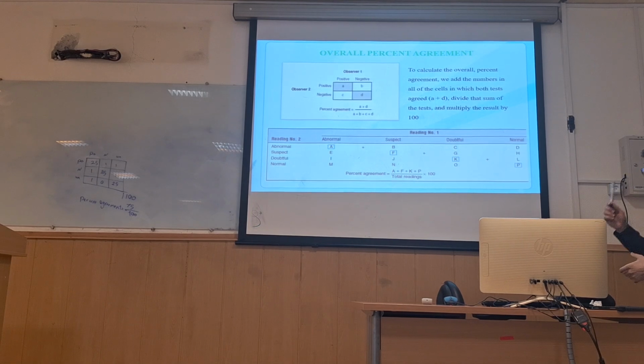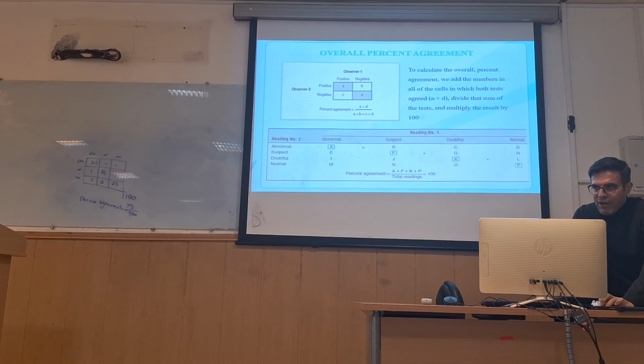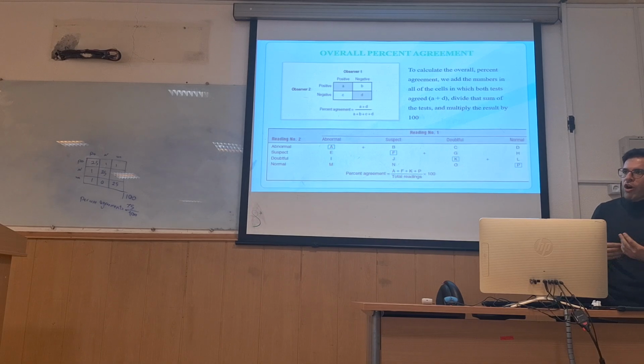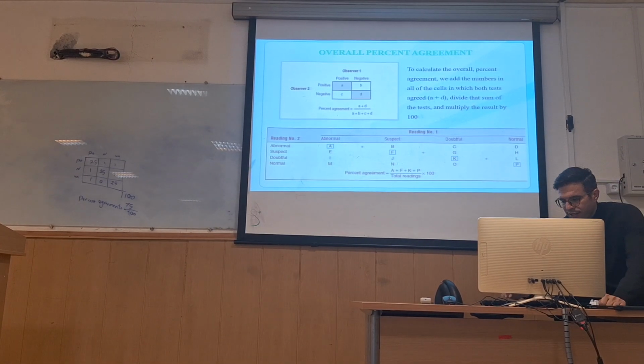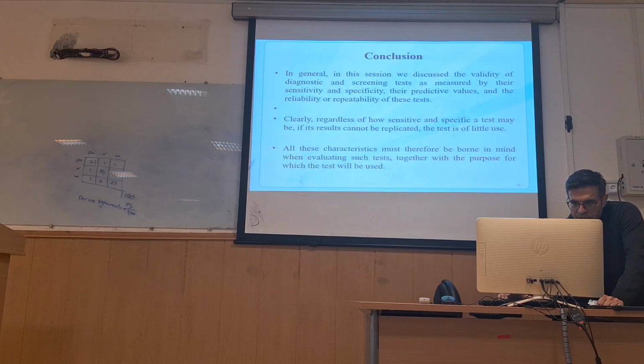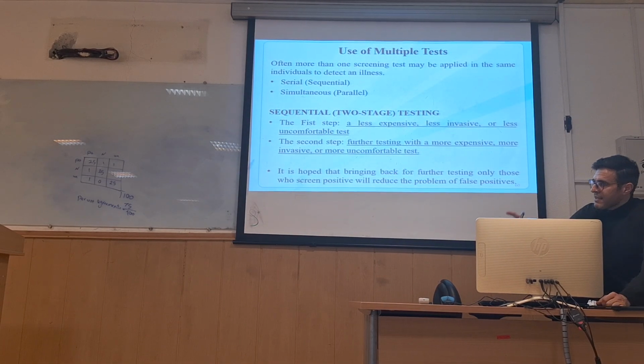Okay, another index is kappa. I'm not going to talk about this formula and so on, but the name is important. Kappa is an important index to assess the reliability of a test. Kappa index. Okay, I think it's enough.